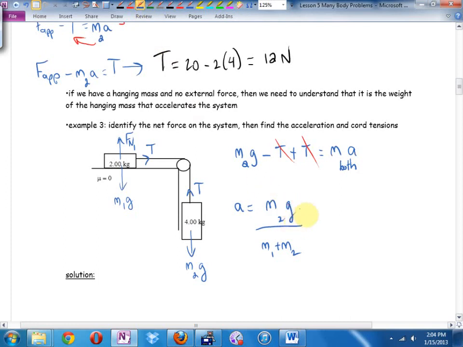Messy writing, I know. M2G, right? Gravity is what's putting this whole thing in motion, but both masses have inertia. They're slowing it down. That's why you're dividing by them. Mass 2, 4, G, 9.8 over mass 1, 2 plus mass 2, 4. It's going to be 4 times 9.8 divided by 6.